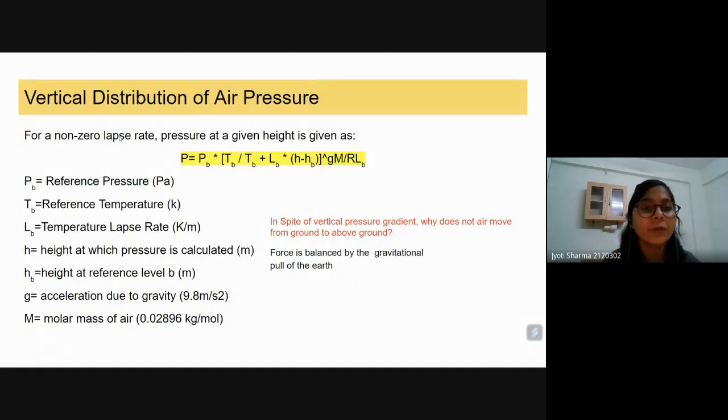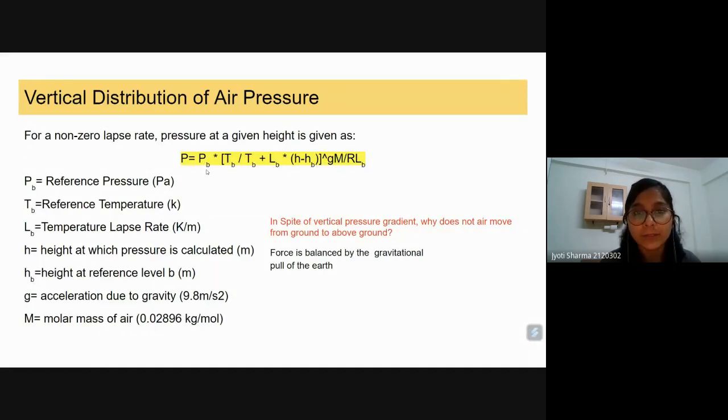So if we want to know the pressure at any given height, here the formula says P, the pressure at that height, is equal to PB, the reference pressure, let's say the mean sea level pressure, multiplied by TB, the reference temperature of that reference pressure place, divided by TB plus LB. LB is the lapse rate, which I already mentioned, multiplied by H minus HB. Here H is the height at which pressure is calculated and HB is the height at the reference level, and it is 0 in the case of mean sea level pressure.